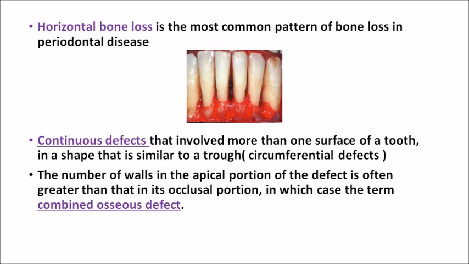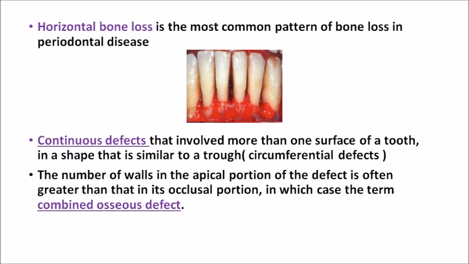So when the bone defect involves more than one surface of the tooth, if the bone loss starts from the buccal surface and it moves on to the mesial surface, it is known as a continuous defect, or it is trough-like, and it can also be called a circumferential defect along the circumference of the tooth.